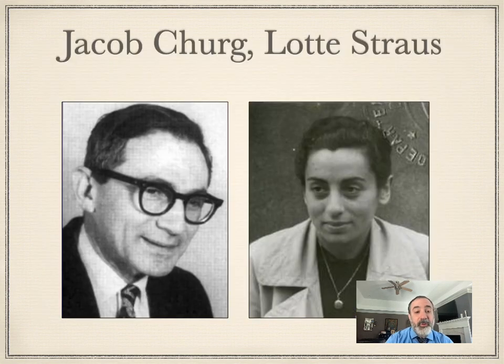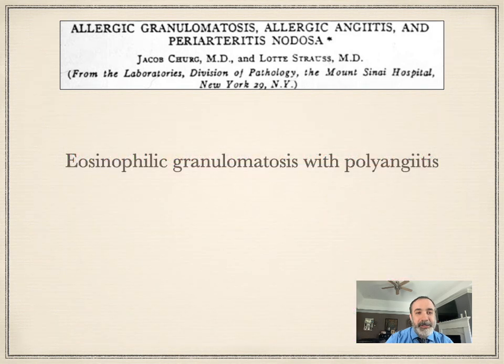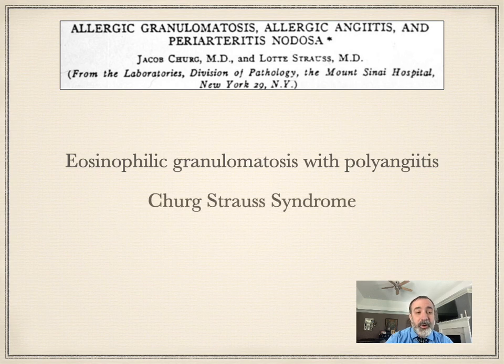Those in medicine will recognize his name and that of his colleague Lottie Strauss in the vascular immune-mediated disease process they first described, called Churg-Strauss syndrome, originally called allergic granulomatosis, allergic angiitis, and periarteritis nodosa. And today it is called eosinophilic granulomatosis with polyangiitis. Personally, I like its former eponymous name, Churg-Strauss syndrome, better.